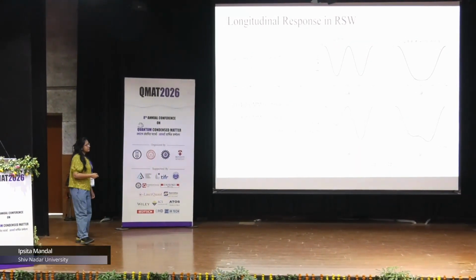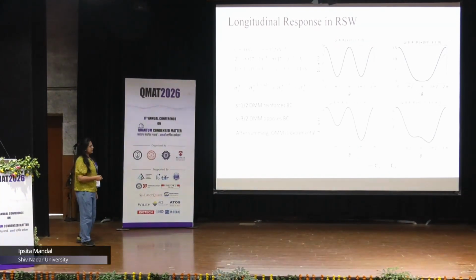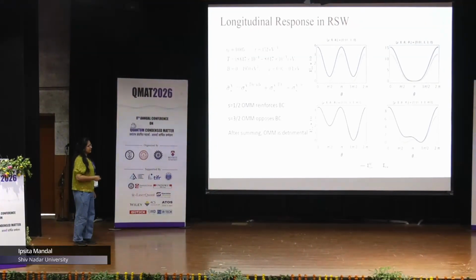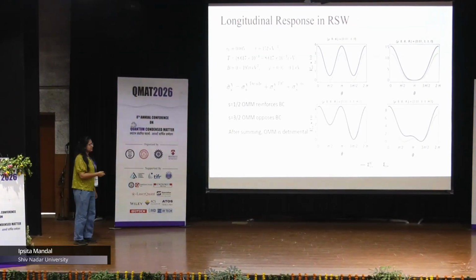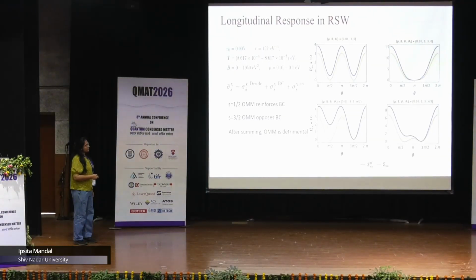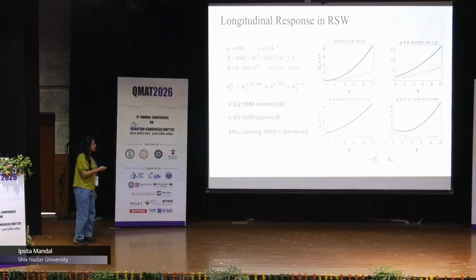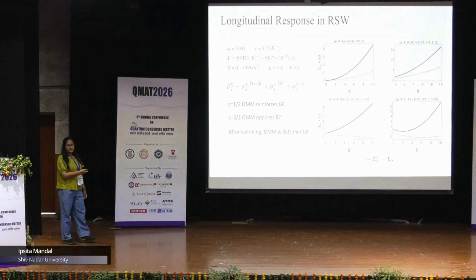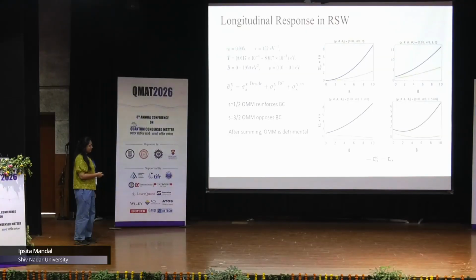Then we have the plots when we have B at certain angles, here 0 angle, here pi by 2, 3 pi by 2, pi by 3. So we can see that the periodicity of the response has changed from pi to 2 pi, because of the presence of linear terms. We also plotted the longitudinal response with respect to B, and we see once again that the OMM decreases the response in all the plots.